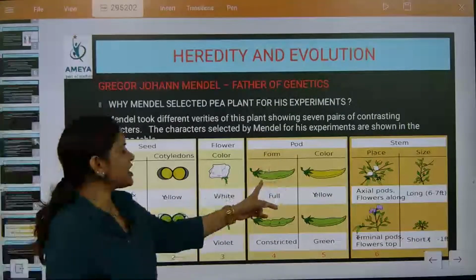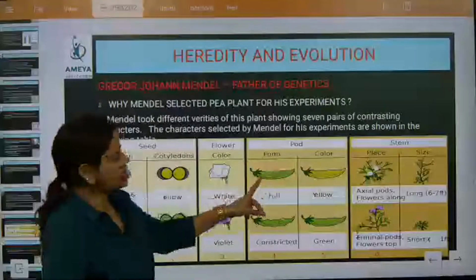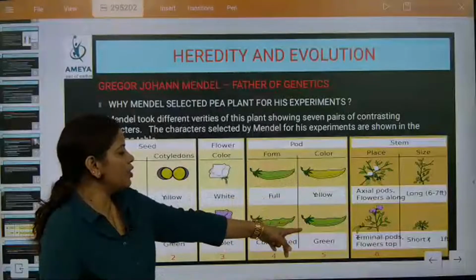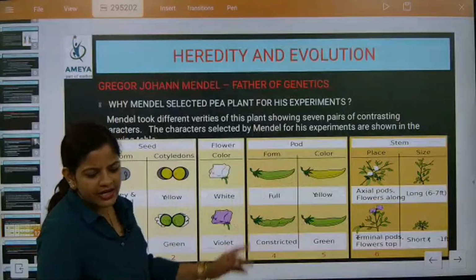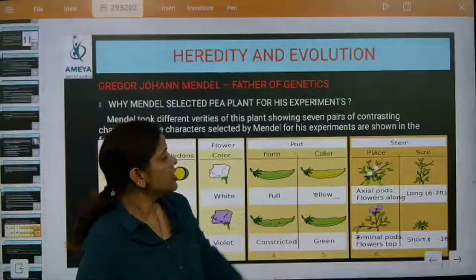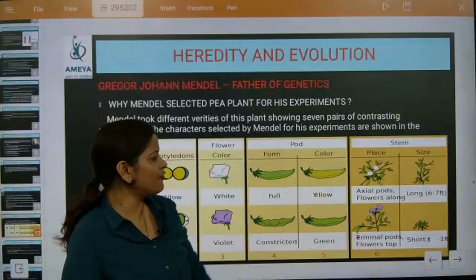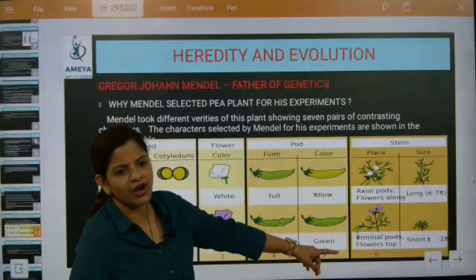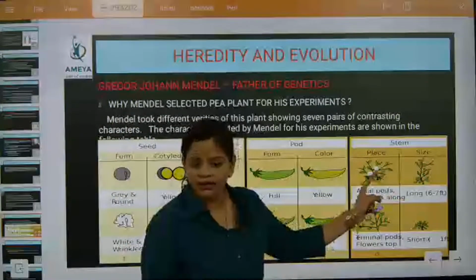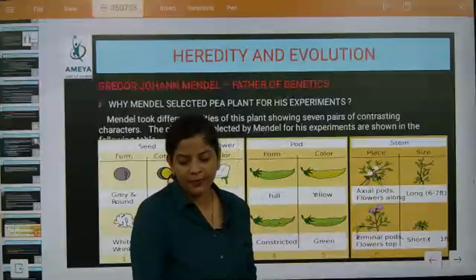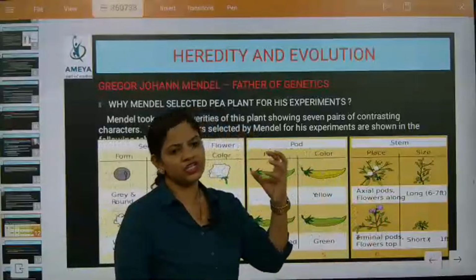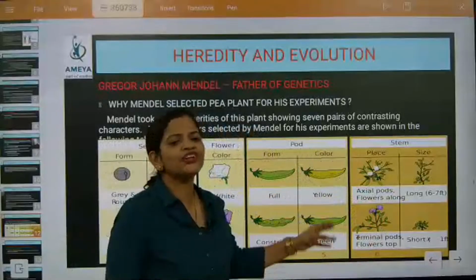Next one is form. This is the pod shape. Pod shape can be either full or pod shape can be constricted. Pod color can be yellow color or pod color can be green color. Stem, axial pod flower along, and here terminal pod flower on top. So you can see axial is on this part, at the nodal region, between nodes and internodes, you can find it. Or here you will see the terminal, that is the upper section. You will see the flower. So this is the difference in location.